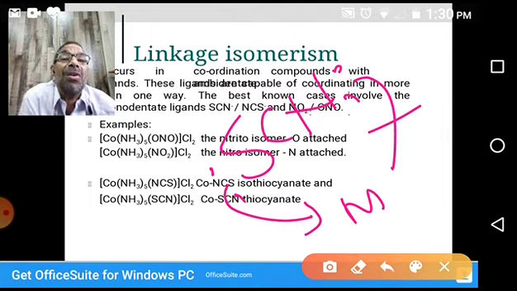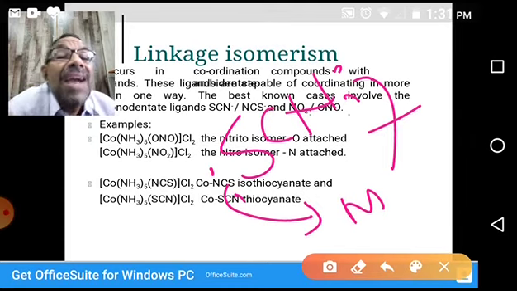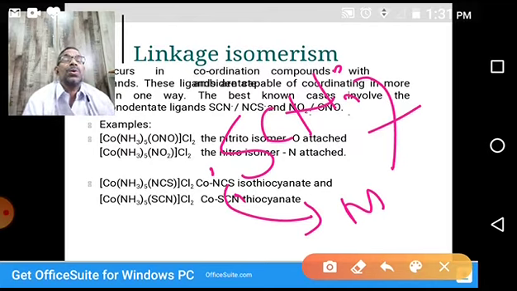That's why they are called ambidentate ligands. So this is called linkage isomerism. Isomers having the same molecular formula but differing in properties due to a difference in linkage with an atom in a ligand which has the same formula. So SCN or NCS, both are the same formula, but what is changed?